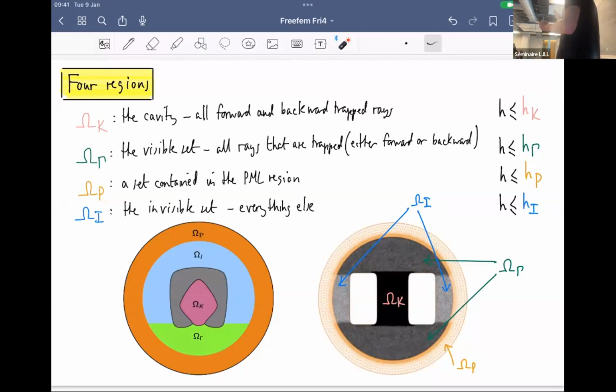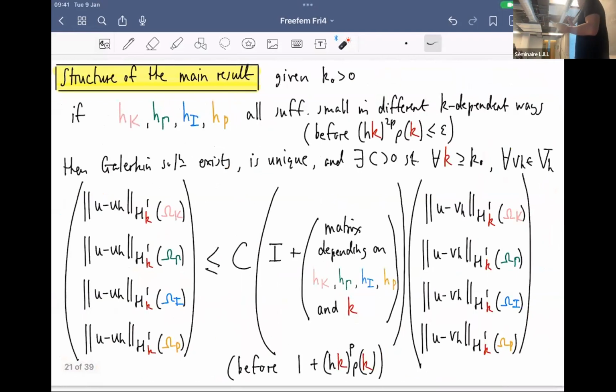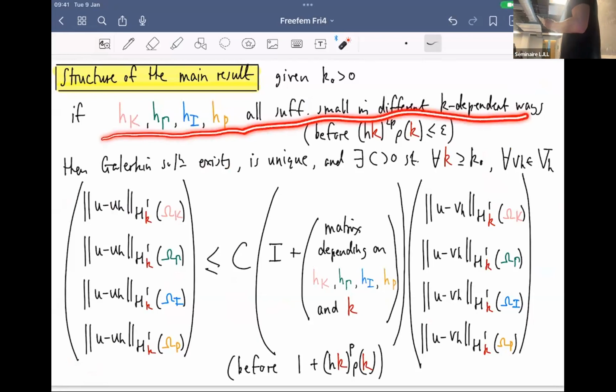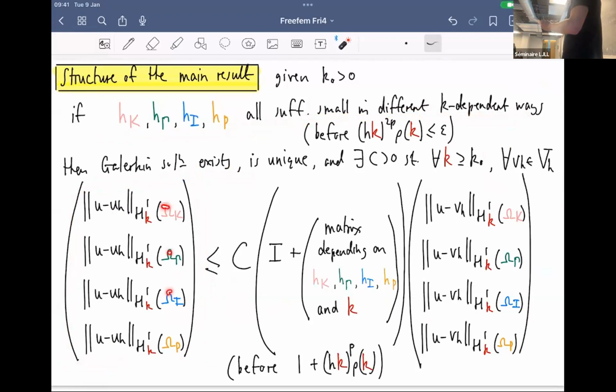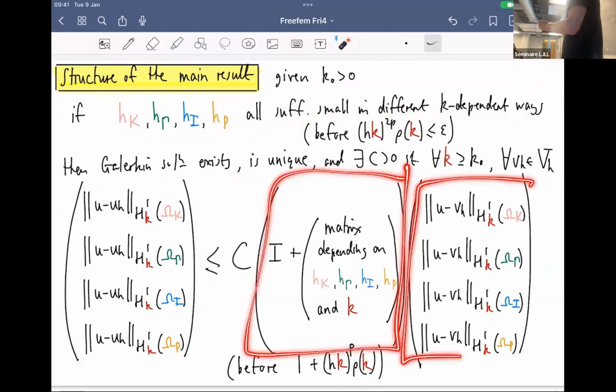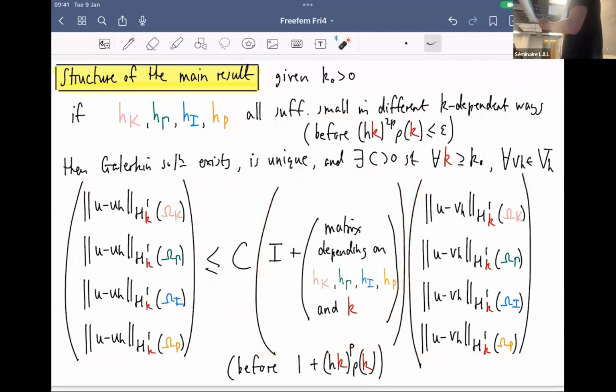Okay, so we've got these four regions, and we've got different mesh thresholds in each region. And the structure of the main result, what's it going to look like? It's going to say if these four mesh thresholds are all sufficiently small in different k-dependent ways, then the Galerkin solution exists, is unique, and I have this bound here. So it's going to be a vector of the errors in each of the regions bounded by some matrix, then times the best approximation error restricted to each of these regions.